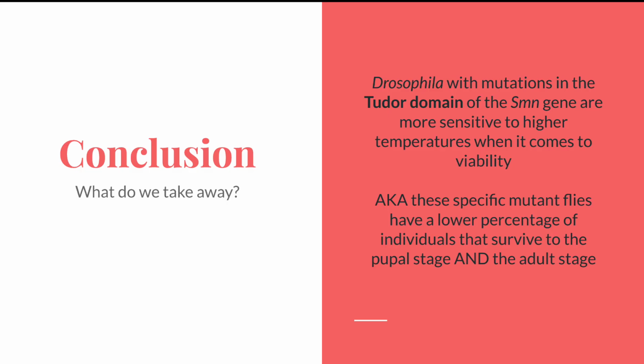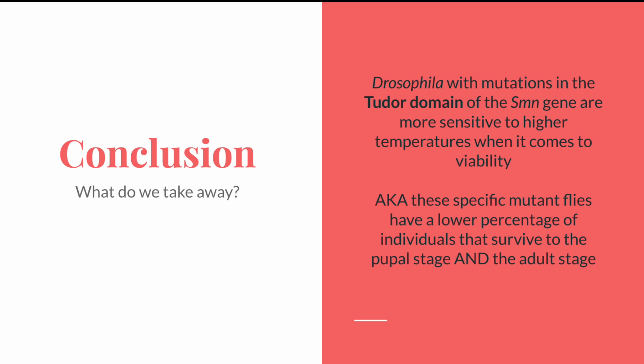So what can we take away from this? Drosophila with mutations in the tutor domain of the SMN gene are more sensitive to higher temperatures when it comes to viability. Viability is just another word for chances of survival, which we looked at with the percent pupation and percent eclosion.